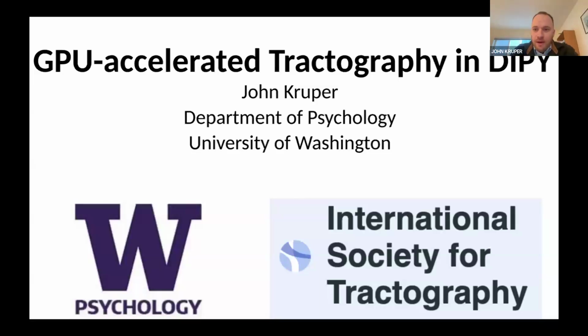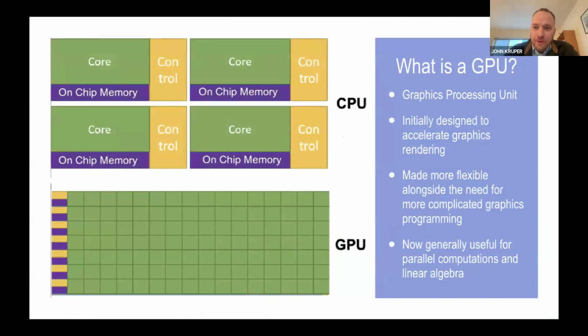Hello, everyone. Today I'm going to be talking about GPU accelerated tractography. So first off, I wanted to spend a few minutes talking about what is a GPU. You've probably heard that acronym thrown around, either in the news or for your work, but it's not often explained what it is. GPU stands for Graphics Processing Unit, and that's because they were initially designed to accelerate graphics rendering. However, they've been made more flexible alongside the need for more complicated graphics programming, and now they're very generally useful for parallel computations in linear algebra.